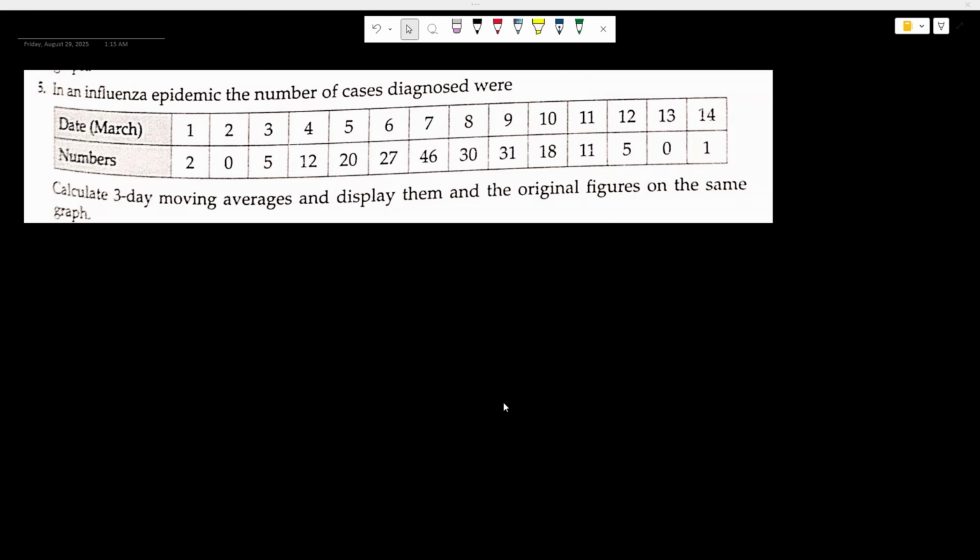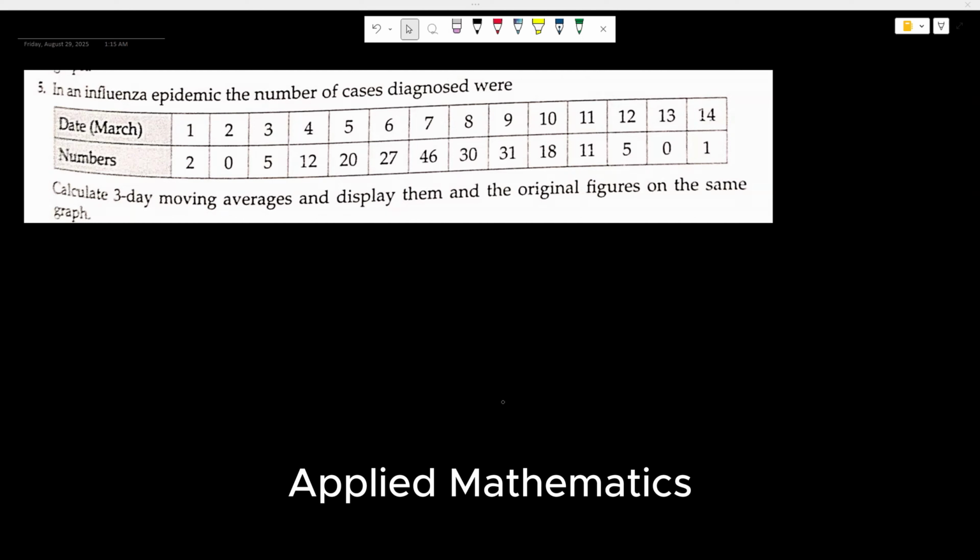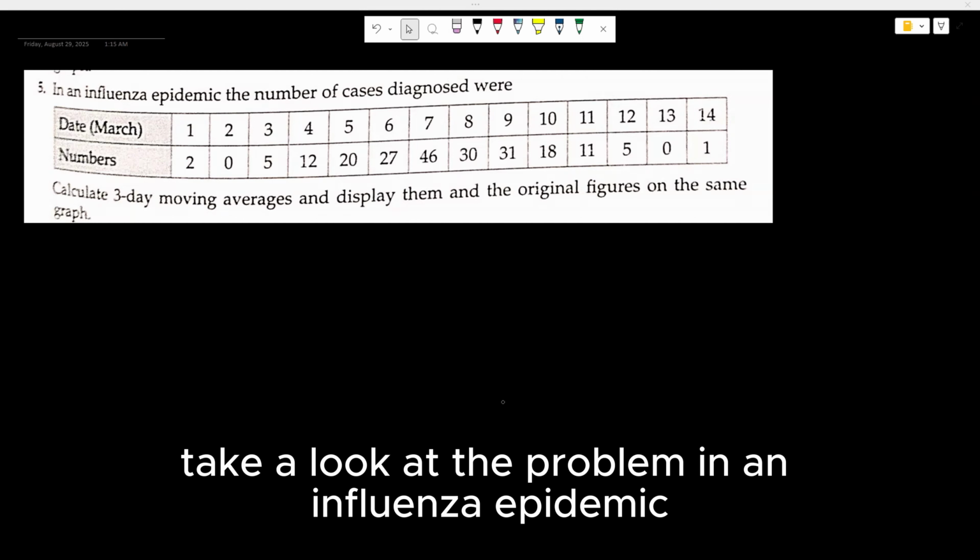Hello, good morning. This is the next continuation question in chapter 11, Applied Mathematics, Time-Based Data. Take a look at the problem.